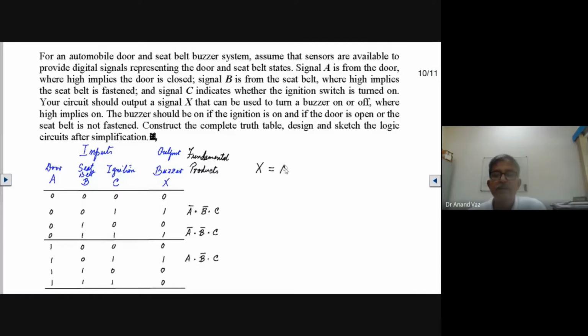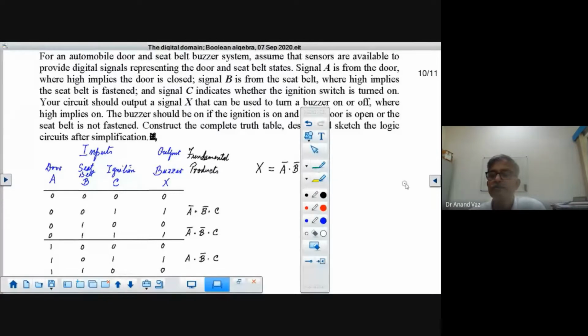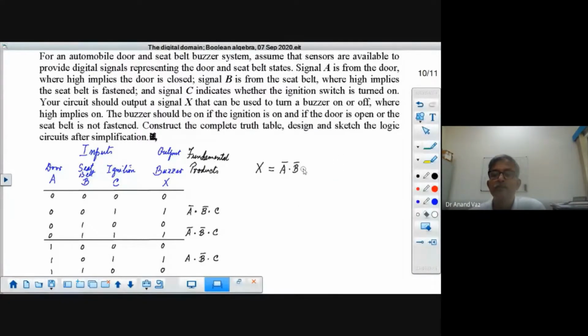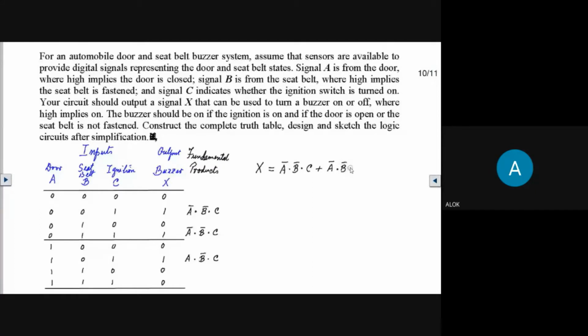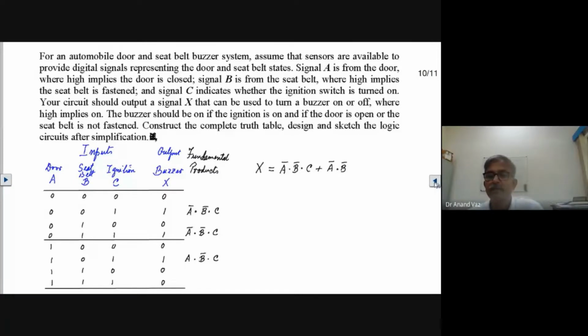we have either not A and not B and C, or not A and B. Sir, it should be B here, sir. There was a correction in the second case. Yeah, I agree with you. Thank you very much.